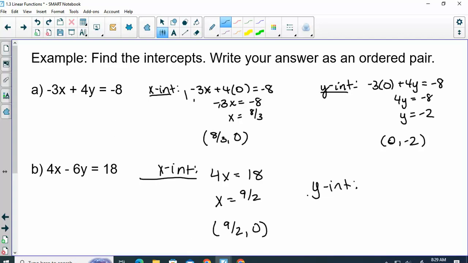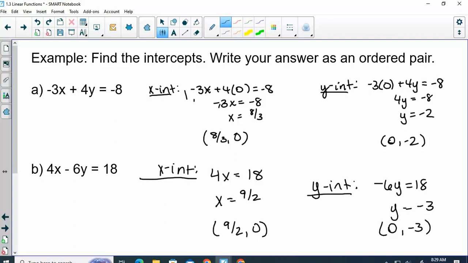Y-intercept, plug in 0 for your x, so we have negative 6y equals 18, divided by negative 6, so y is negative 3. Ordered pair would be 0, negative 3. So all that's good? Okay.